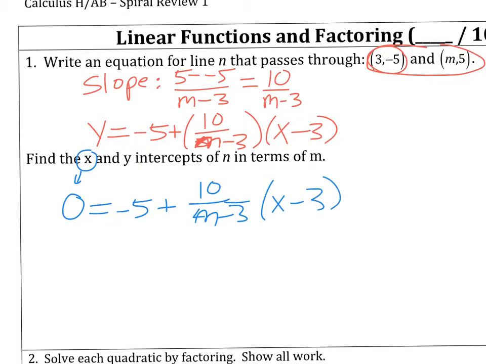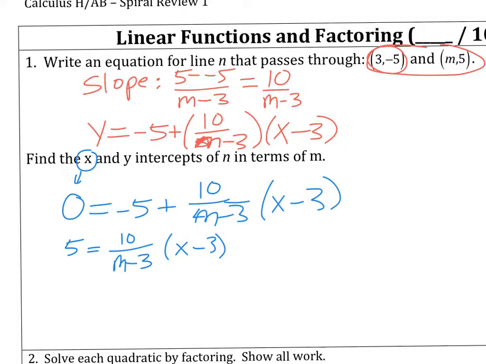Okay, let's get x by itself because that's really what we're trying to do here. We're going to add 5 to both sides. We get 5 is equal to 10 over m minus 3, and that's times x minus 3.